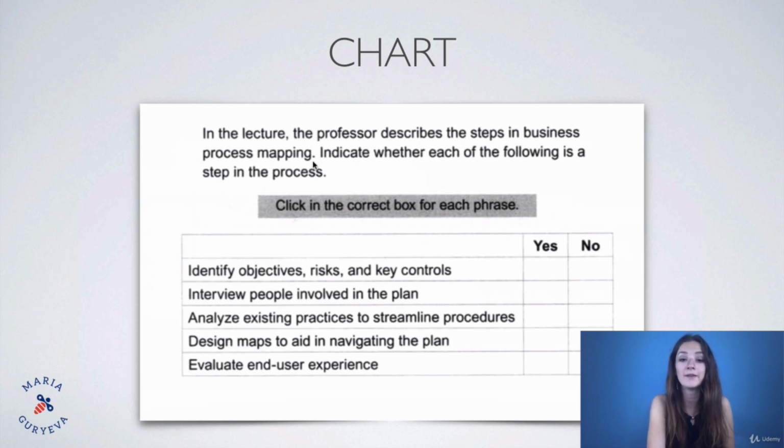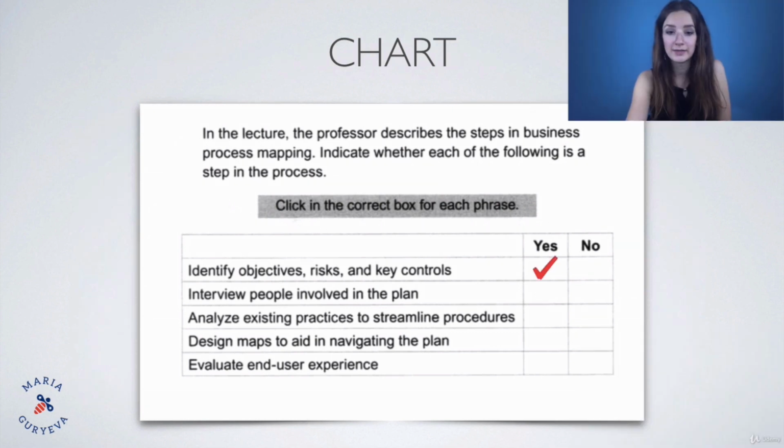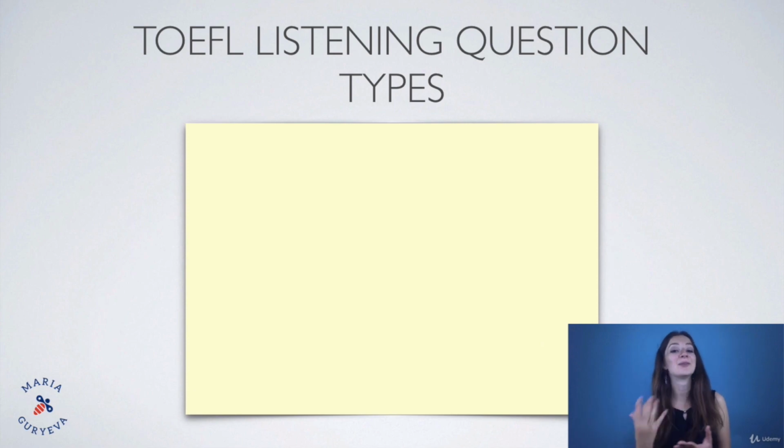For example, here we have: indicate whether each of the following is a step in the process. All of them were in the listening passage, but just some of them were a step in the process, right? So sometimes they're all true, it was all happening, but we need to be smarter, we need to go further, we need to indicate which ones were a step in the process, okay? So it goes like this, we put the ticks in different yes or no columns, and this is how we make our answer choice.